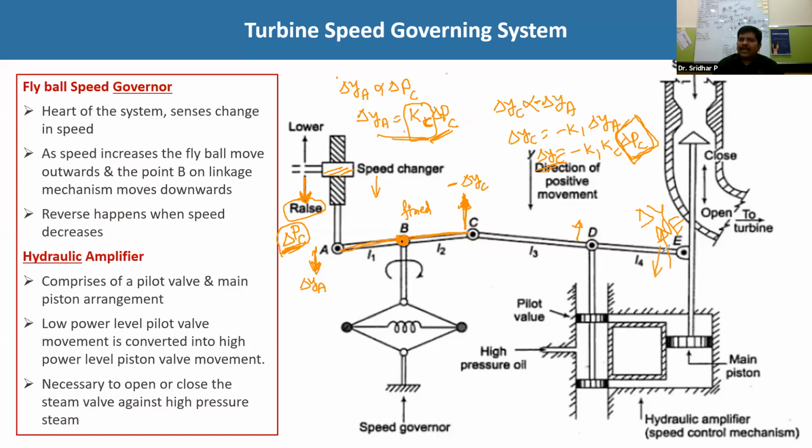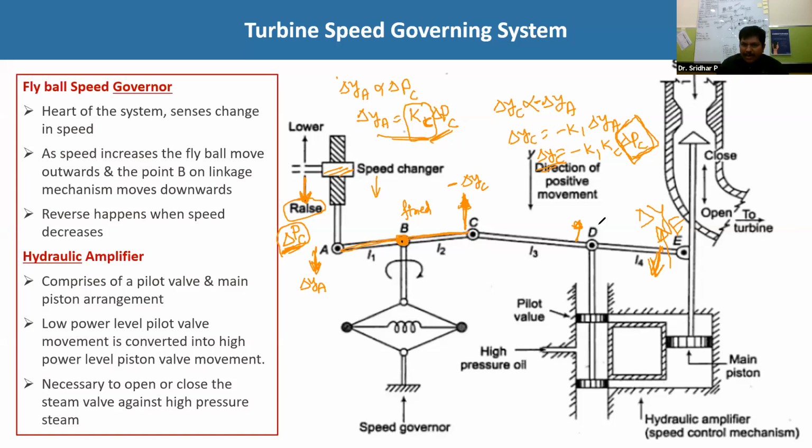If E is moved in the upward direction, definitely E will be moved in the downward direction. So whenever C was pulled in the upward direction, D also moves in the upward direction, but the point E will be moved in the downward direction. Now this is the case.